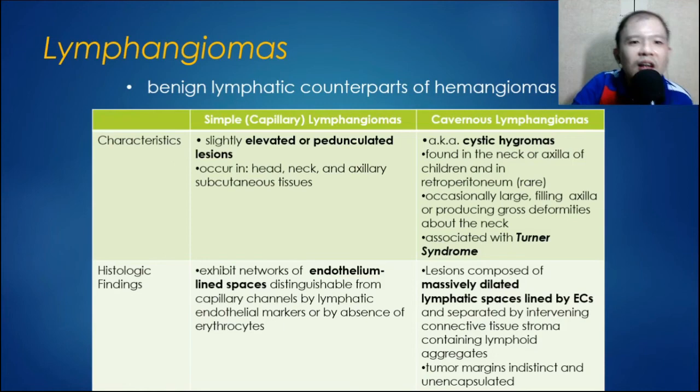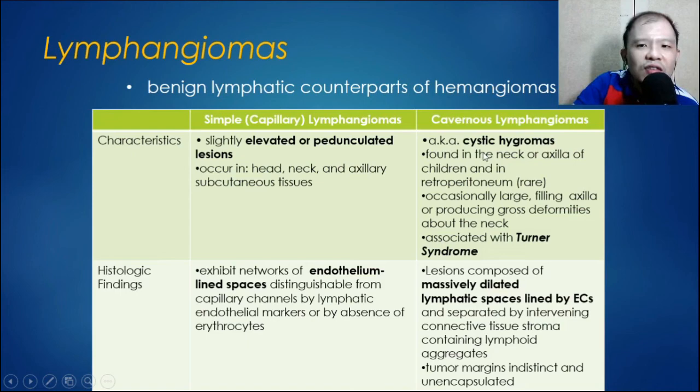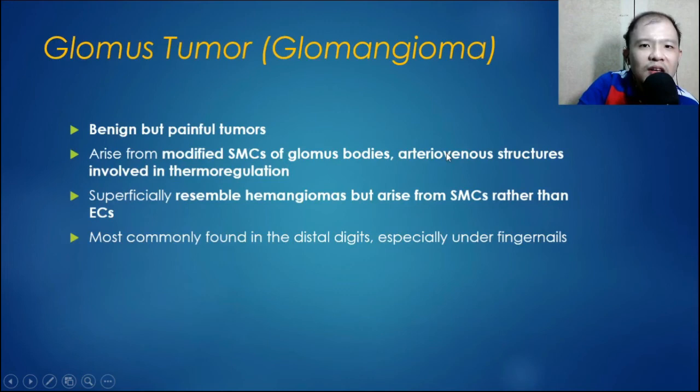Next, lymphangiomas. These are lymphatic counterparts of hemangiomas, whether you have a simple lymphangioma or a cavernous lymphangioma. The other term for cavernous lymphangioma is cystic hygroma, associated with Turner syndrome. Glomus tumor. These are benign but painful tumors that arise from modified smooth muscle cells of glomus bodies.